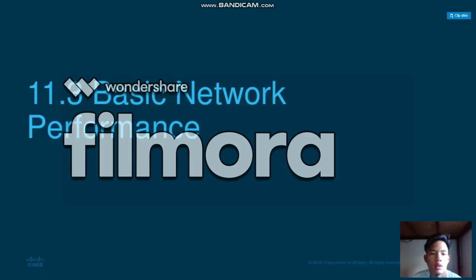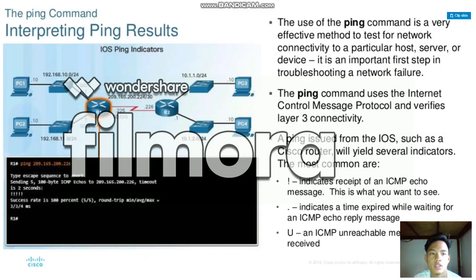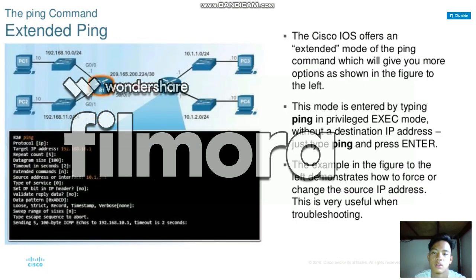So, 11.3 basic network performance. Interpreting ping results. The use of the ping command is a very effective method to test for network connectivity to a particular host, server, or device. It's an important first step in troubleshooting a network failure. Extended ping. The Cisco IOS offers an extended mode of the ping command, which will give you more options, as shown in the figure to the left.